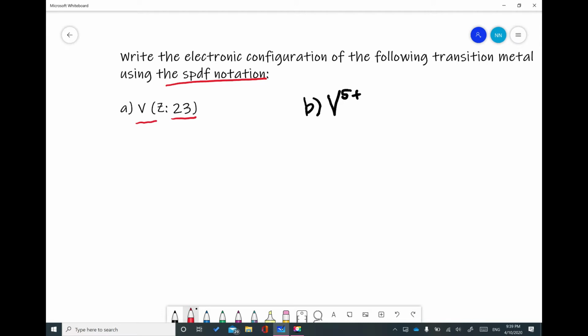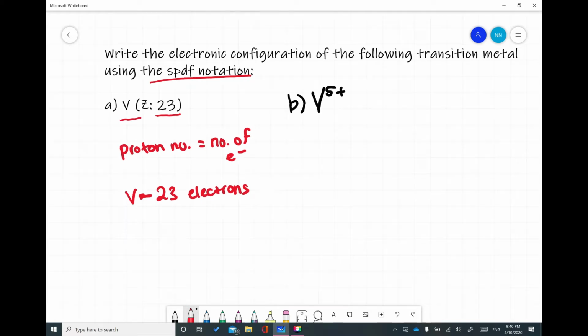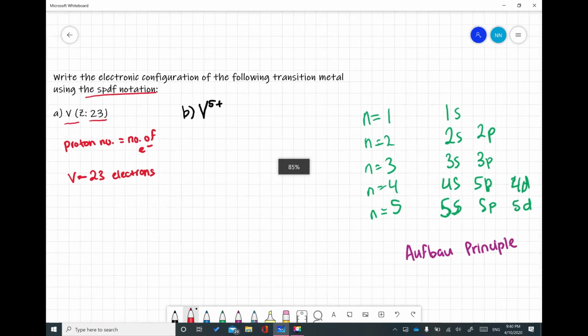In the neutral state, the proton number is equal to the number of electrons. So vanadium with the proton number of 23 would have 23 electrons. So how are we going to arrange 23 electrons in the spdf notation? This is where you have to apply the three sets of rules, and one of them is the Aufbau principle.